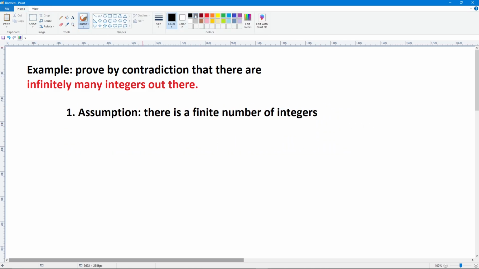Now, what are the implications of our assumption? Well, if there's a finite number of integers, then there must be a largest integer, right? Because the number of integers out there is finite. So let n largest be this largest integer. But the problem is, n largest plus 1 is larger than n largest. So this is clearly a contradiction. Therefore, we were wrong in assuming the statement was wrong, so the statement must be correct.